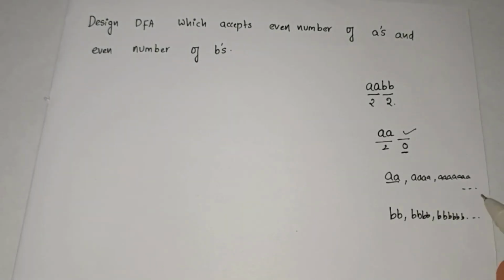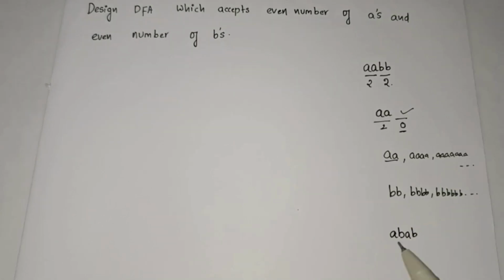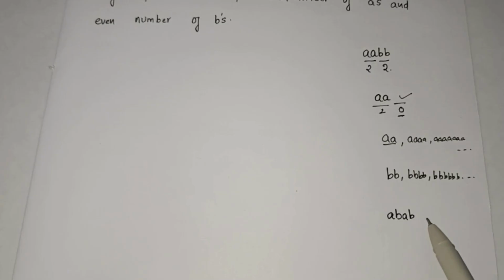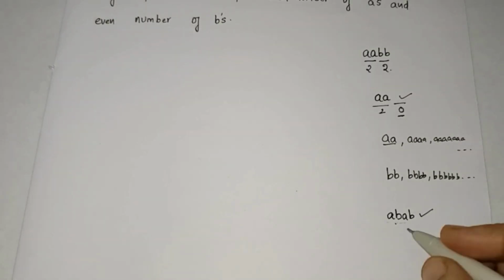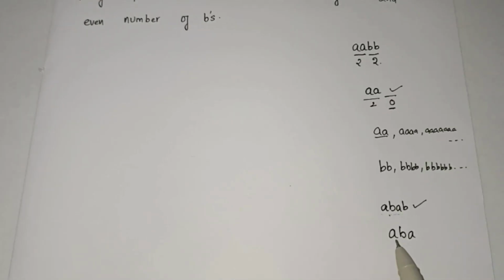Okay, this is one case. And it can have 2 A's, 4 B's, or 4 A's, 2 B's, any combination. But totally, we should have an even number of A's and an even number of B's. So it can be A, A, B, B. If you take like this, we have 2 A's, 2 B's. So hence it should be accepted. If I take A, B, A, means A's are even but B's are odd. Hence this string shouldn't be accepted.